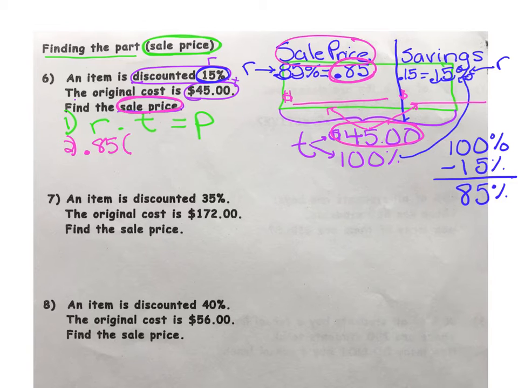0.85 times $45. Take a moment and punch that into your calculator. You should have gotten a sale price of $38.25. That's the amount you owe the store for the item you're purchasing on sale. Let's continue on and take a look at the remaining problems.